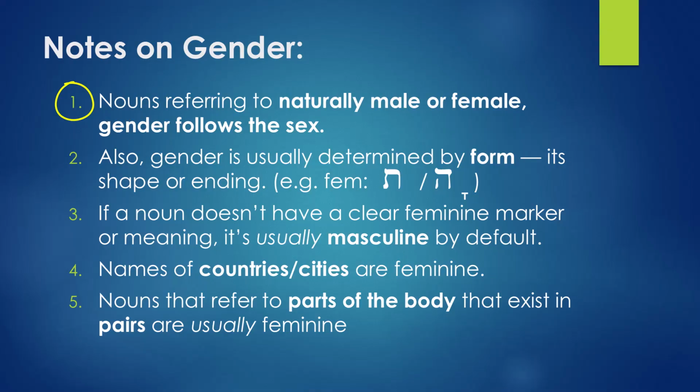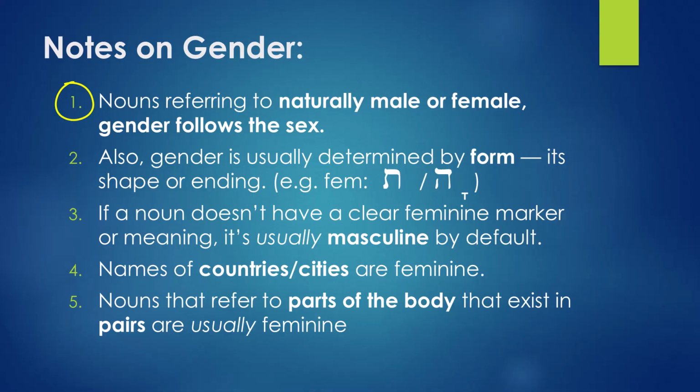Point number 1. You will tell by the meaning or the natural gender. Let me explain. If a noun refers to a living being that is naturally male or female, the gender will follow the natural sex of that object. An example is the word av. Av means father. Because father refers to a male figure, the gender of the word av is going to be masculine. If a word refers to a naturally male or female figure, the gender follows the natural sex.